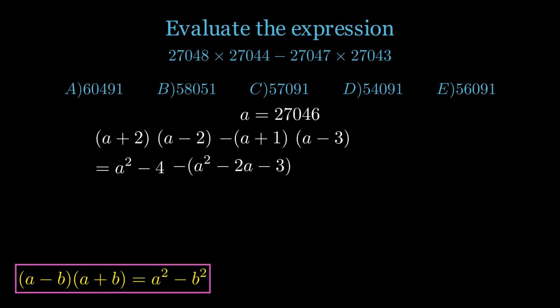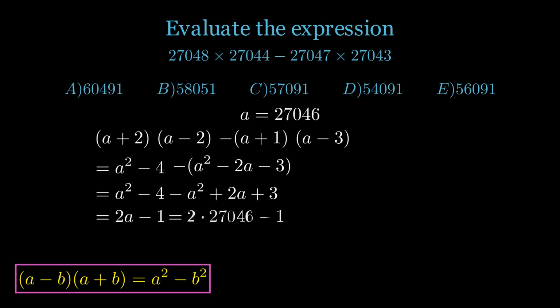Let's simplify this further. Distributing the minus sign gives us the following expression. Now a squared and minus a squared cancel each other out, and what is left is 2a minus 1. Now we substitute a equals 27,046. That gives 2 times 27,046 minus 1, which equals 54,091. So the value of the entire expression is 54,091.